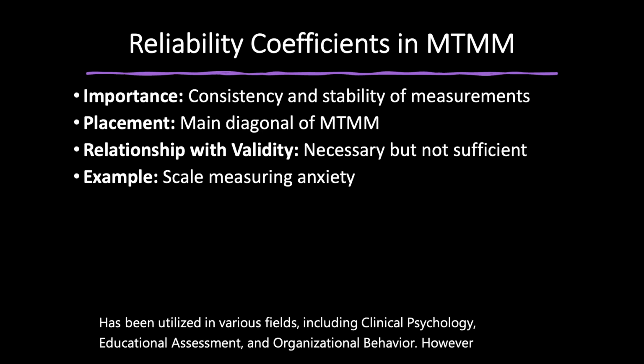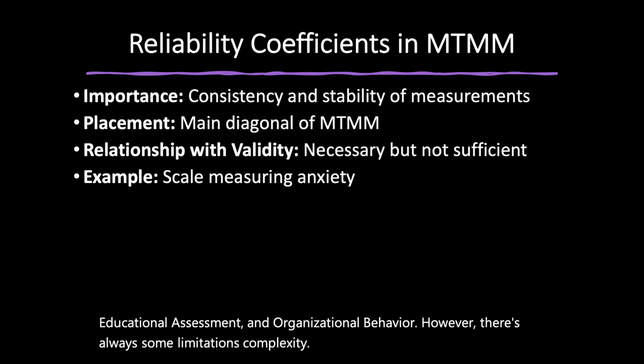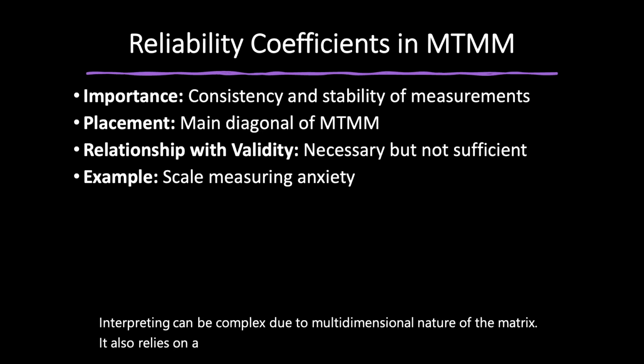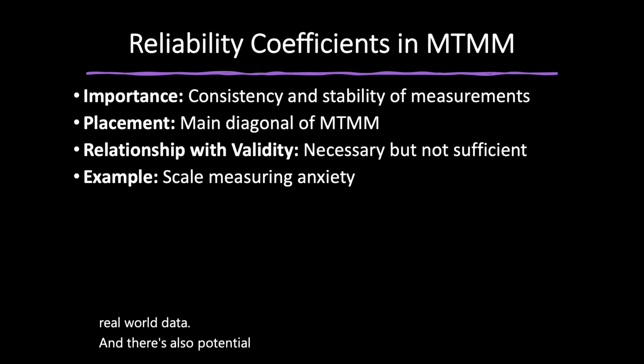However, there are always some limitations. Complexity: interpreting MTMM can be complex due to the multidimensional nature of the matrix. It also relies on assumptions like tau equivalence, which may not hold in real-world data. And there's also potential bias in individual methods that can affect the entire matrix.